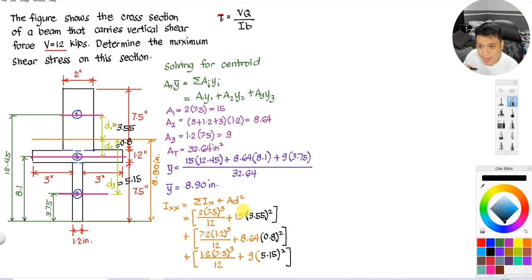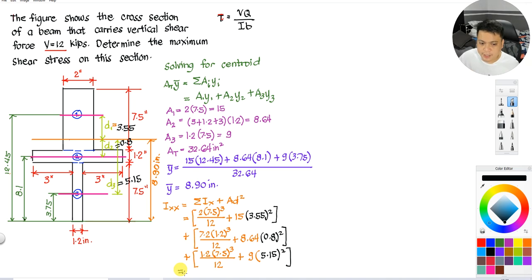Okay? So, kung mapapansin nyo, lahat mayroong transfer formula na AD squared. It is because, again, the centroid of each cross-section doesn't fall on the same centroid of the whole cross-section. Okay? So, kapag ano nangyari, we need to transfer yung dating cross-section papunta dun sa bagong cross-section. Kaya, transfer formula. Okay? So, I will now have the I. Ano yung I ko? So, unahin ko, 2 times 7.5 cube all over 12 plus 15 times 3.55 squared.